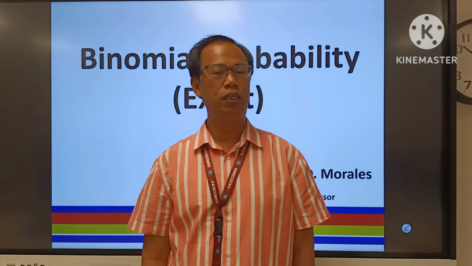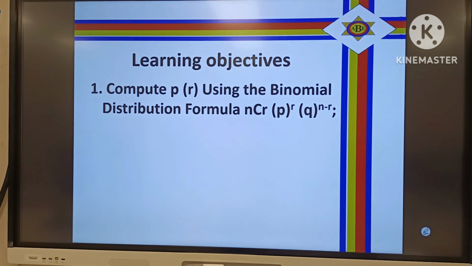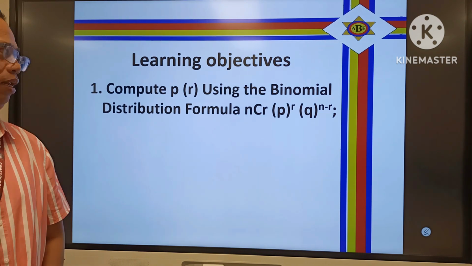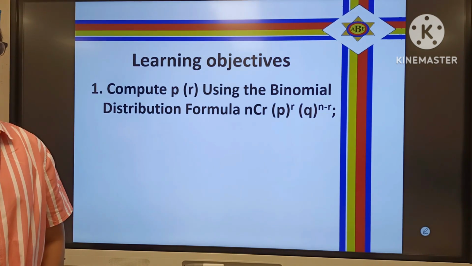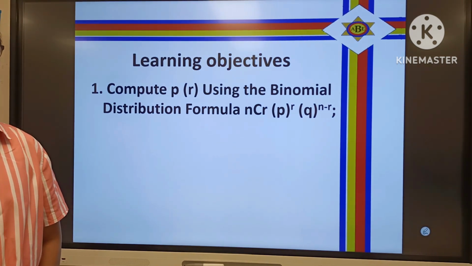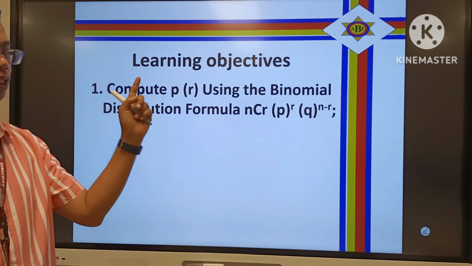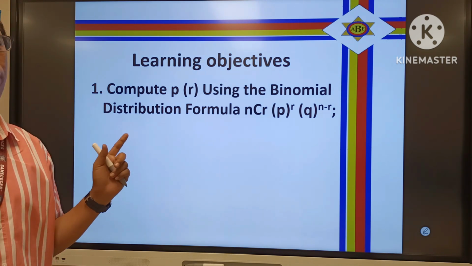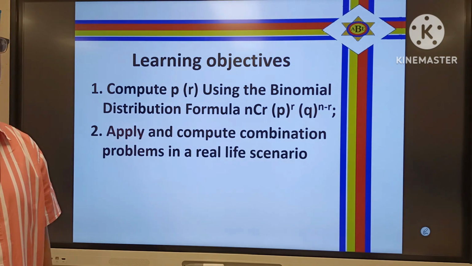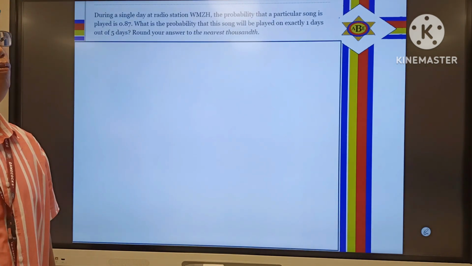Our episode today is about binomial probability under exact. Our learning objectives are as follows. First, we're going to compute the P(r) using the binomial distribution formula: nCr, p with exponent r, and q with exponent n minus r. Then we're going to use it in a real-life scenario. Now let's start the first problem.